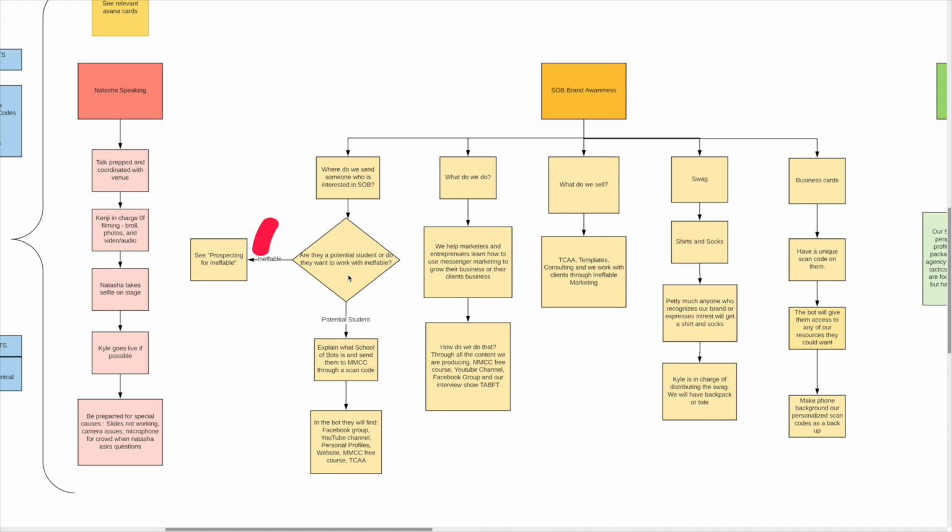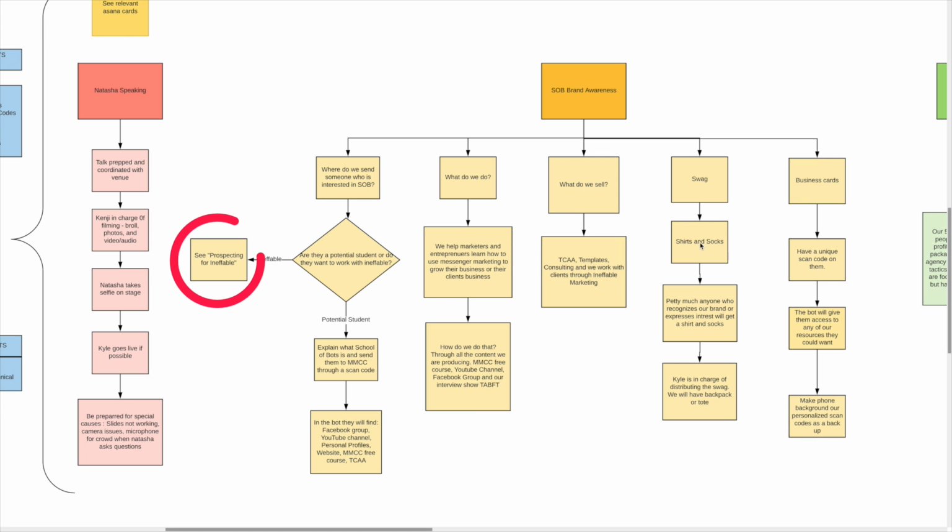So, are they a potential student, or do they want to work with Ineffable? That's the question we ask ourselves when someone is interested in School of Bots. Are they a potential student, or do they want to work with our chatbot agency, Ineffable Marketing? If they want to work with Ineffable Marketing, then we'll see the prospecting for Ineffable process, which we'll go into next year.